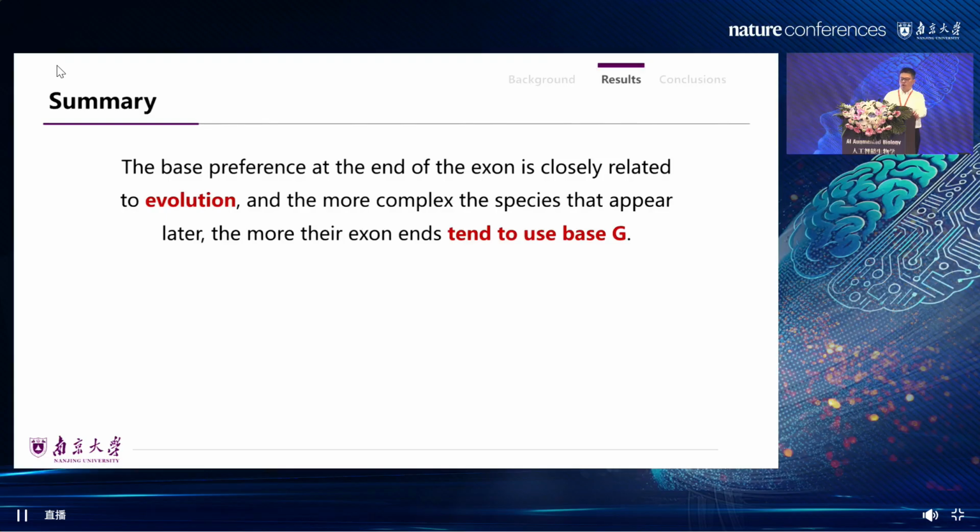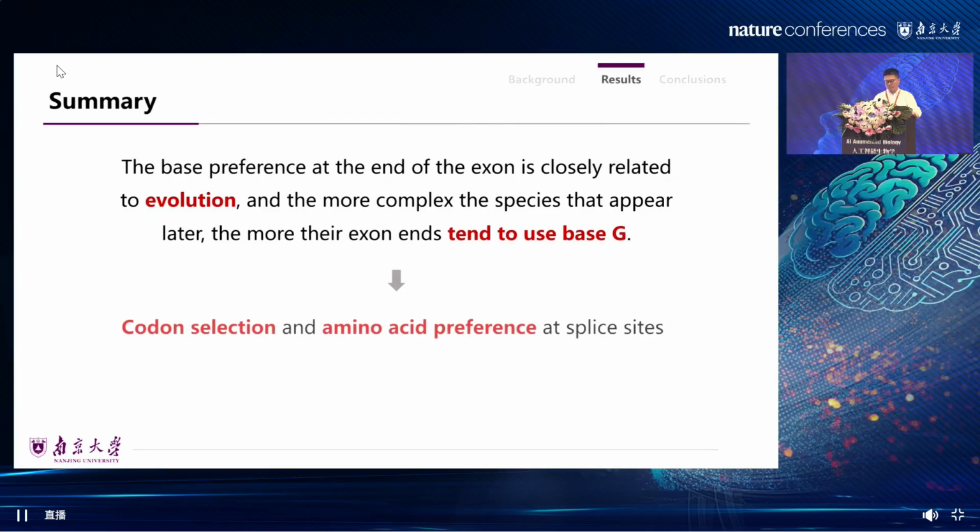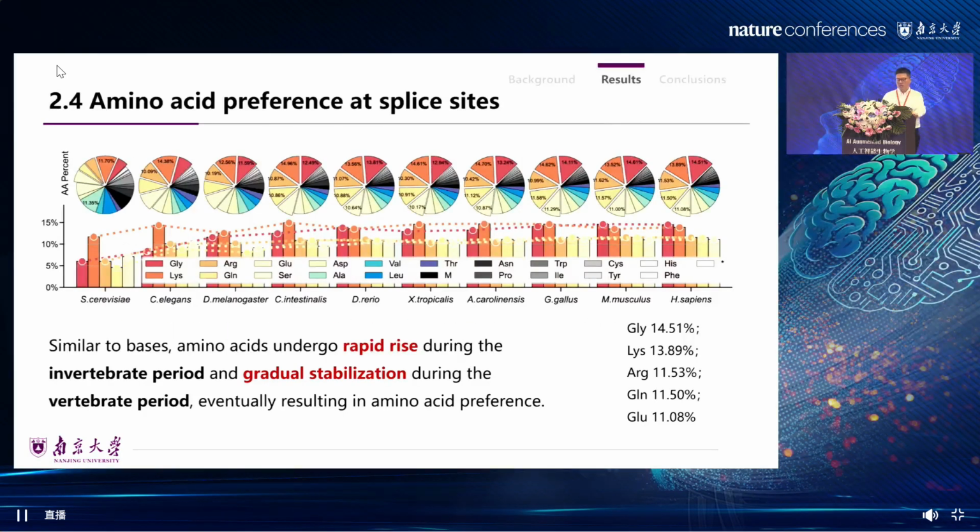So far, we focused on the DNA and RNA level, but this terminal G is within a coding sequence. So it means it must have influence at the protein level. A G at the end of an exon constrains the possible codons at that position, which in turn influences the amino acid that can be encoded there. And that is exactly what we found.